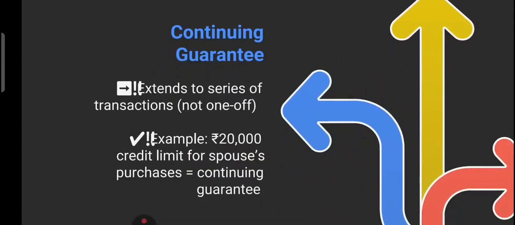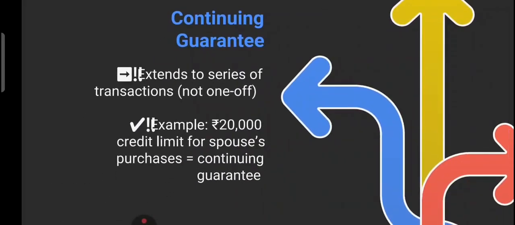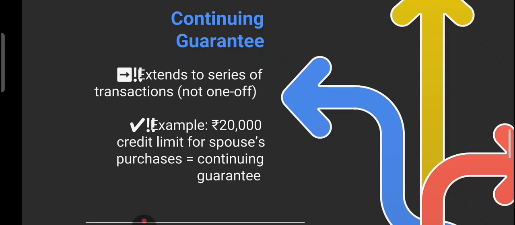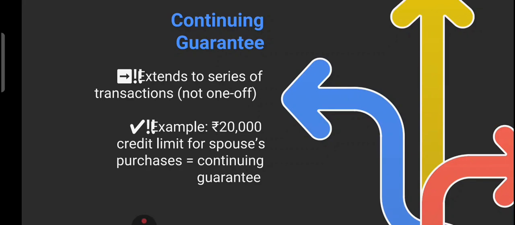Now have a look at the continuing guarantee. So friends, unlike a one-time guarantee, a continuing guarantee covers a series of transactions. As the name itself suggests, it is a series of transactions. For example, a husband gives a 20,000 credit limit for his wife's purchases. This is not a one-off. It is a continuing guarantee, valid until explicitly revoked.